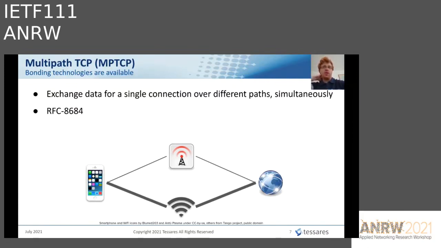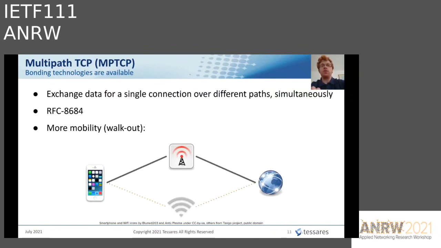In other words, you can then have more redundancy, but you can also have more bandwidth and more mobility, like supporting handover and mobility use cases, like here switching from one weak network to another, where all the signals are quite valuable.